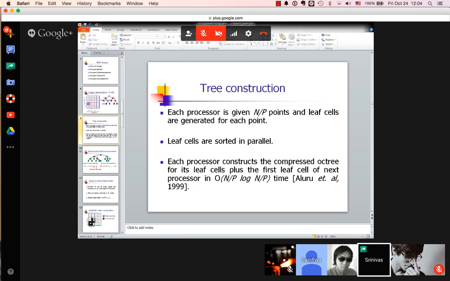So, Srinivas? Yes. That means you're saying that you're not already Morton ordering the cells, the leaf cells, prior to creating the tree.